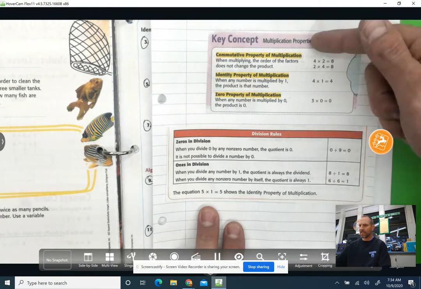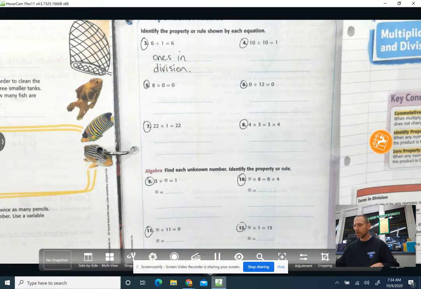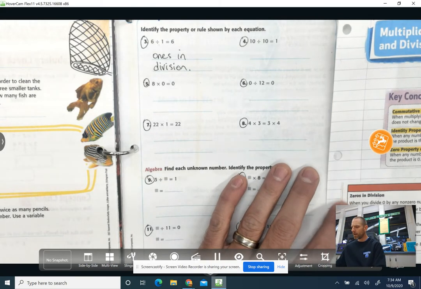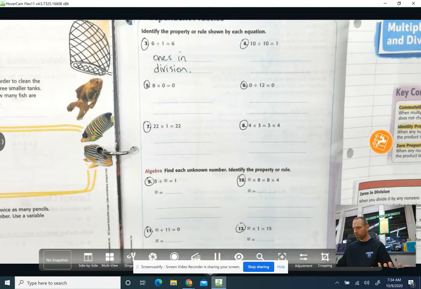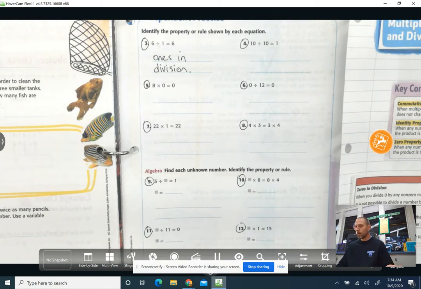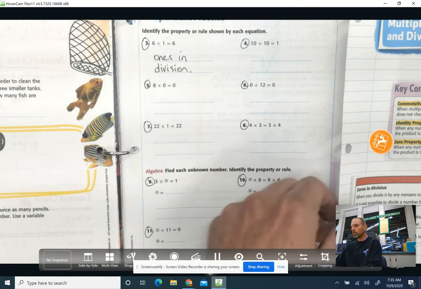Okay, we are identifying multiplication properties and division rules. All right, 10 divided by 10 equals 1. Okay, so what are we working with here? Are we working with a division rule? Are we working with a multiplication property? Okay, we are working with a division rule, right? We are dividing a number by itself and it equals 1.